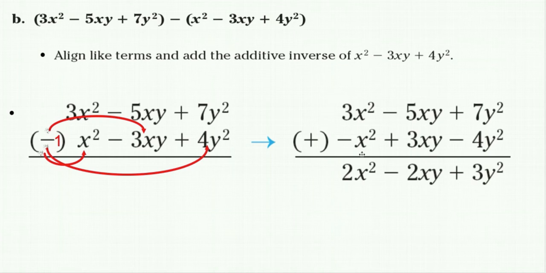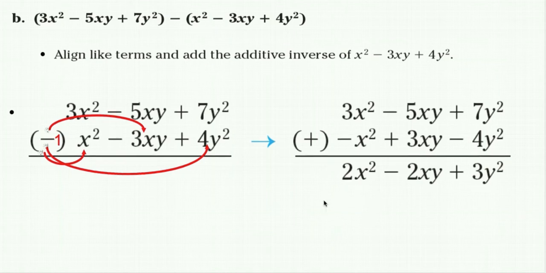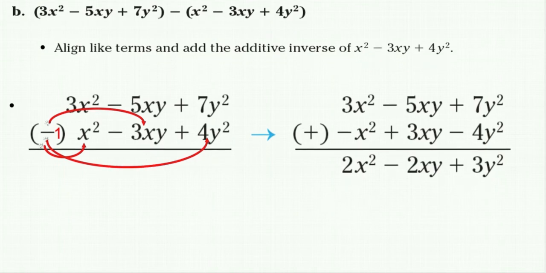And then you simply subtract. 3x squared minus x squared is 2x squared. Negative 5xy plus 3xy is negative 2xy. And 7y squared minus 4y squared is 3y squared. So the difference of those two polynomials is 2x squared minus 2xy plus 3y squared.